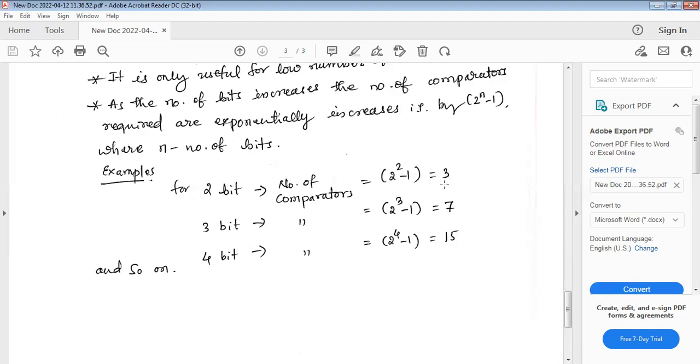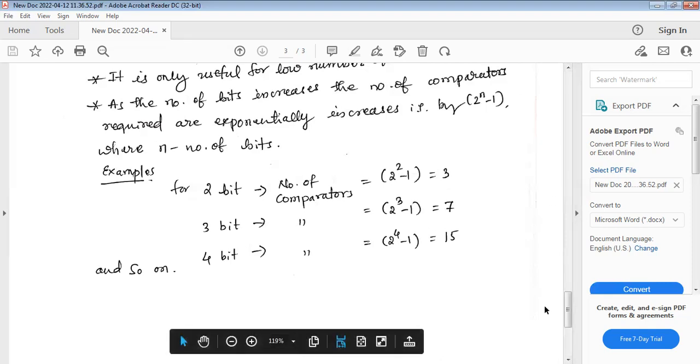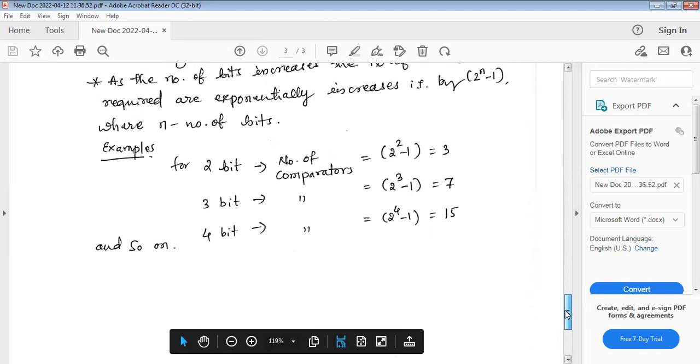So this is the biggest problem with this simultaneous analog to digital converter. And once the number of bits becomes high, the number of comparators also becomes exponentially large, and the connections become very complicated. So these are the drawbacks of this simultaneous analog to digital converter.